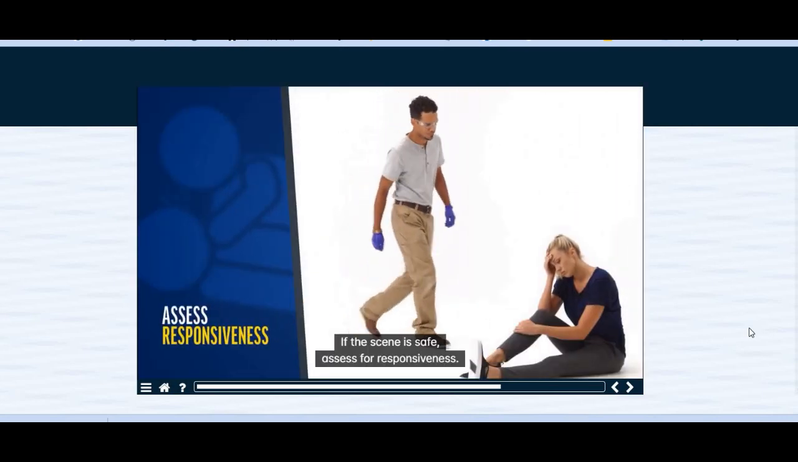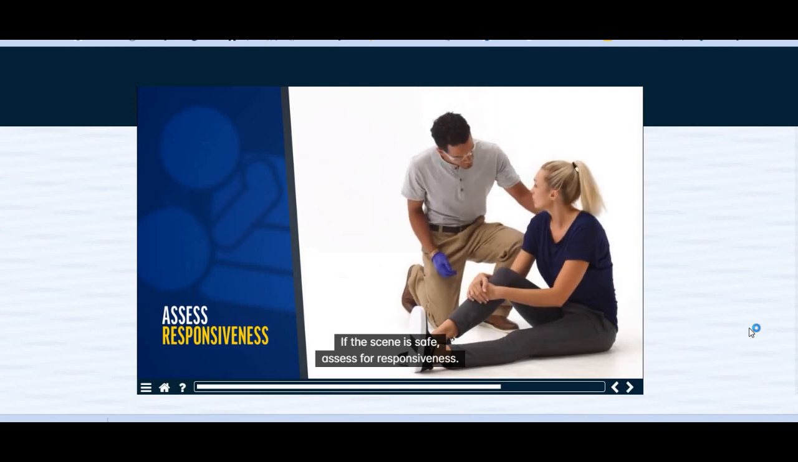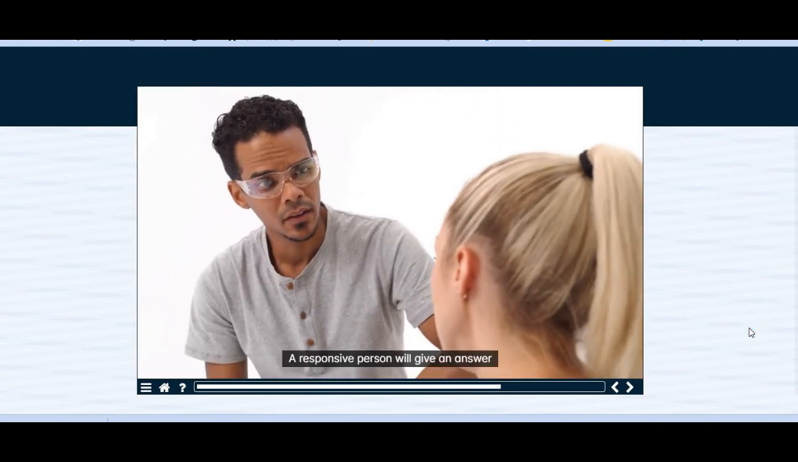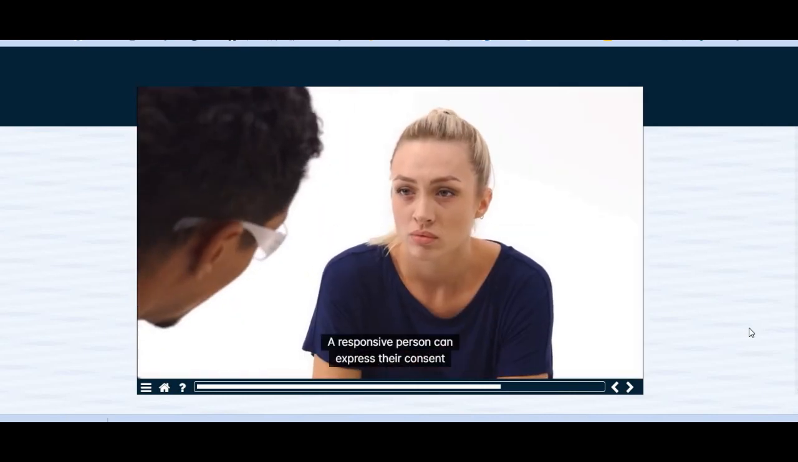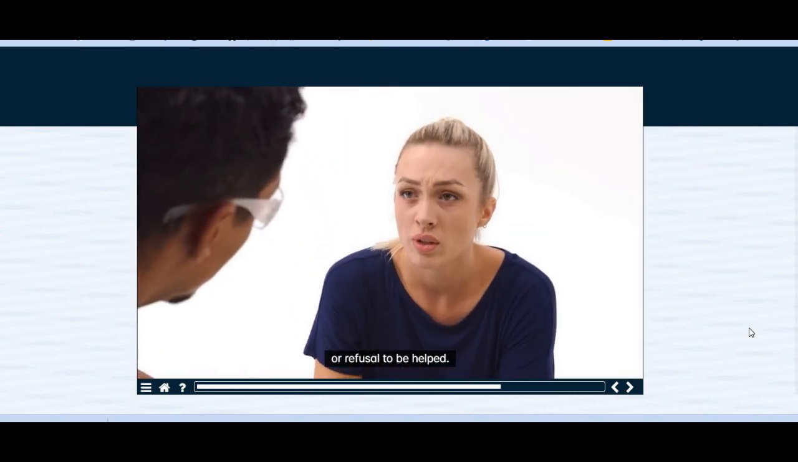If the scene is safe, assess for responsiveness. A responsive person will give an answer or react to you easily or readily. A responsive person can express their consent or refusal to be helped.